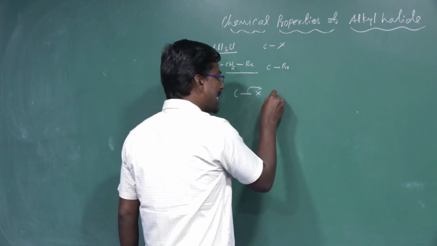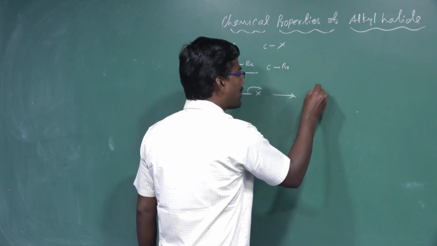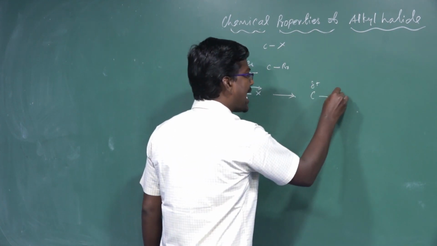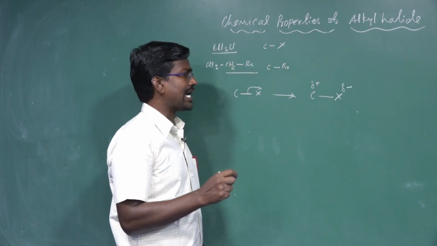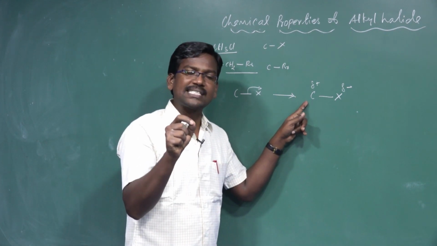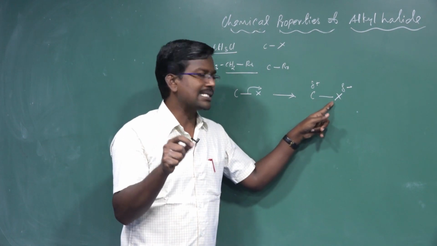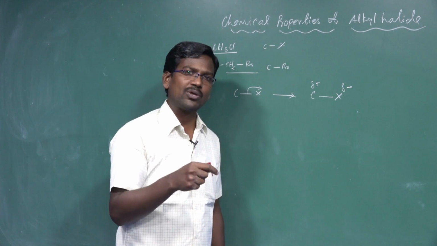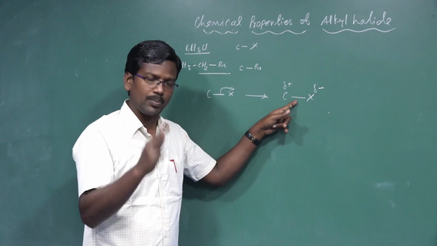That's why the carbon-halogen bond always exists with carbon becoming partial positive charge and halogen becoming partial negative charge. So in an alkyl halide or haloalkane, carbon always carries the partial positive charge, meaning it acts as an electrophile. Halogen acts as a nucleophile because halogen is more electronegative than carbon.